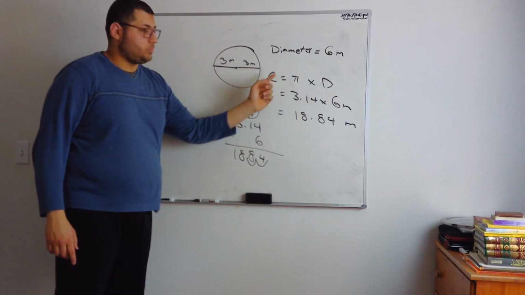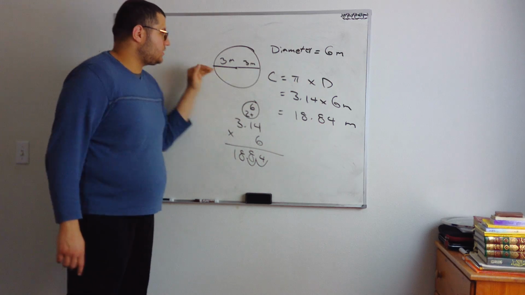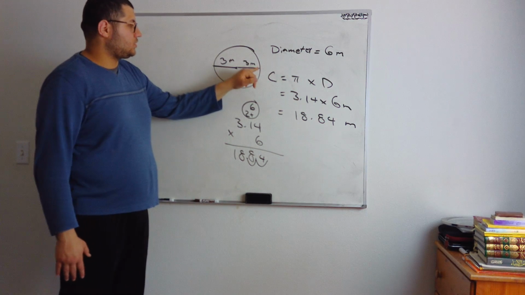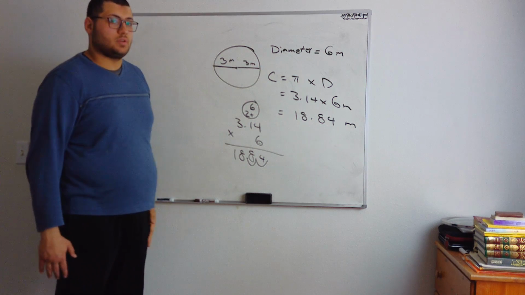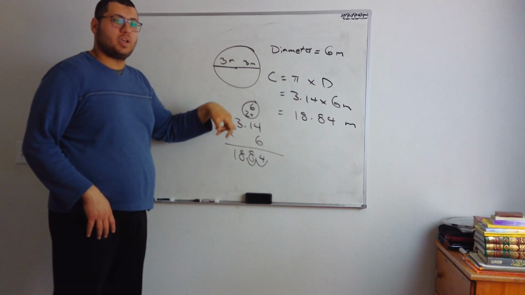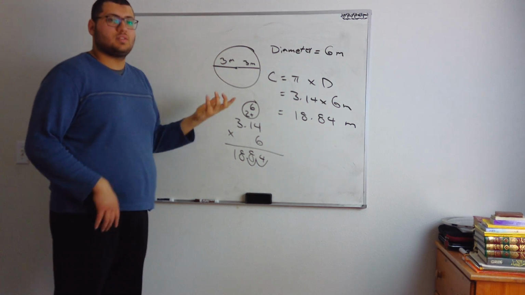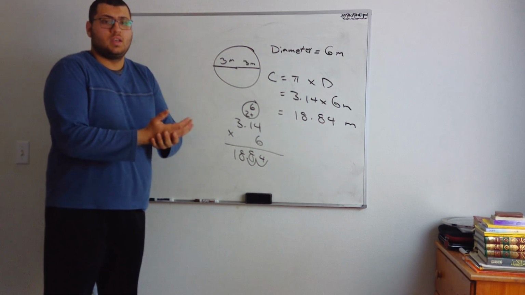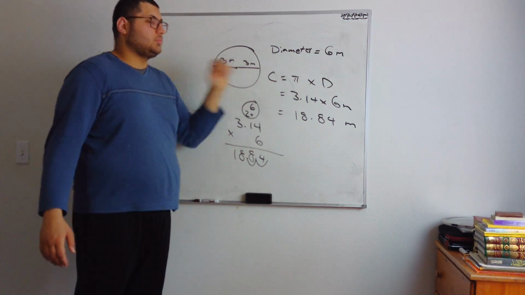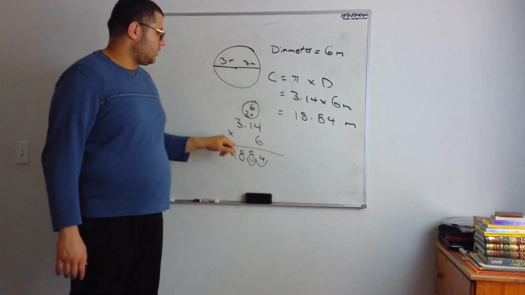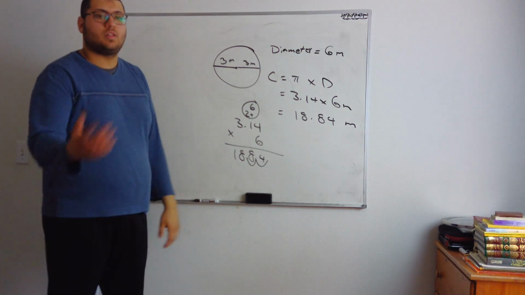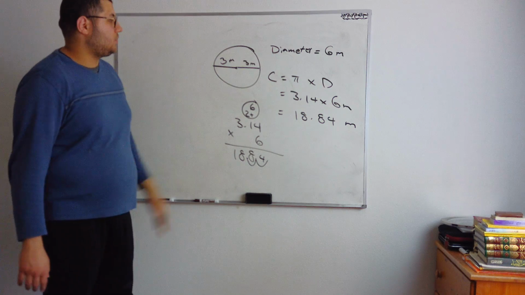Pi times the diameter. Pi is 3.14. The diameter is the line going through the middle of the circle, with the endpoints on the edge of the circle. If you have the radius, then you add that number by itself. So if the radius is 3 meters, then it's going to be 3 plus 3. If the radius is 10, then it's going to be 10 plus 10. But if you already have the diameter, you just multiply it by 3.14 to get your circumference, your C. C means circumference. In other words, it's the distance around the circle.